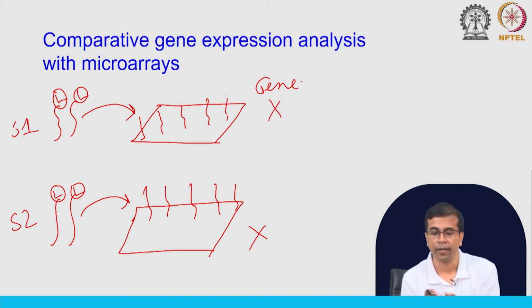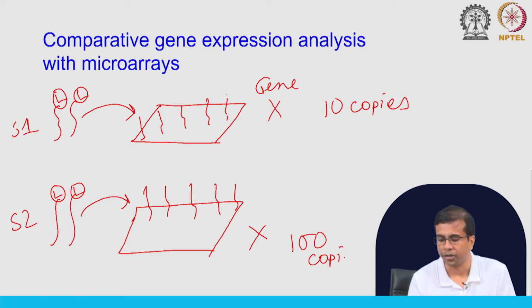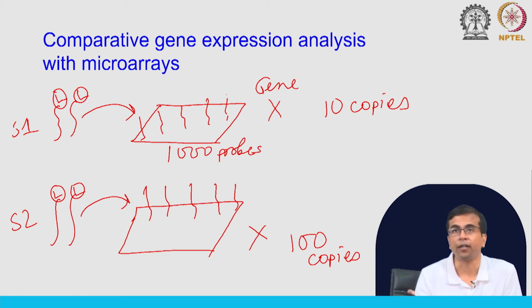Say in sample 1, the gene X is expressed at the level of only 10 copies of this mRNA, and in sample 2 you get 100 copies of mRNA produced. In the first hybridization you will see only 10 copies, and on the array you have 1000 such probes against this gene X. If only 10 copies are produced, not all of these probes will be hybridized, only a fraction of them. So, the signal will be proportional to the number of copies.